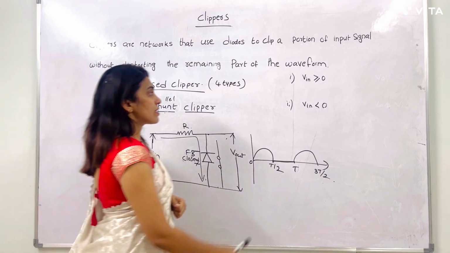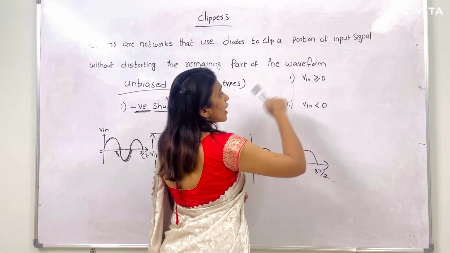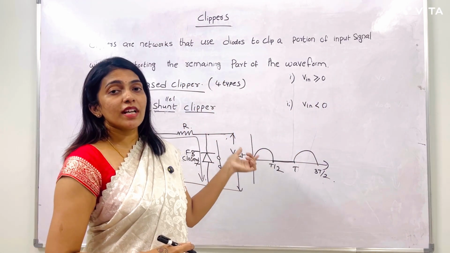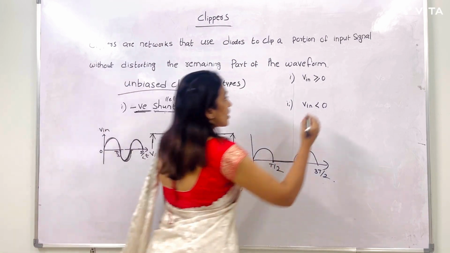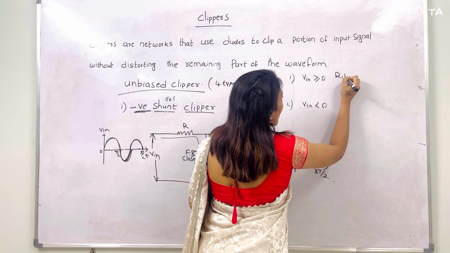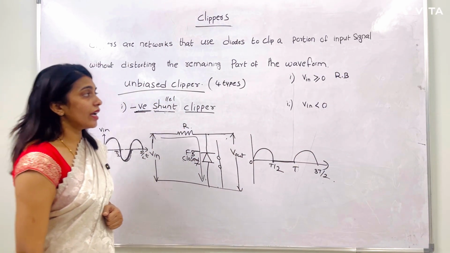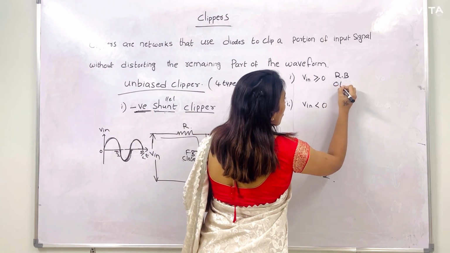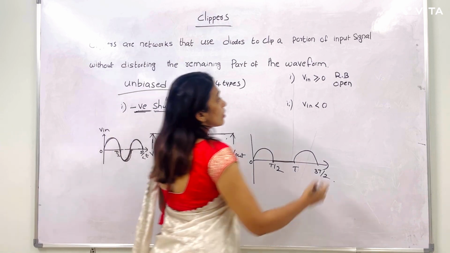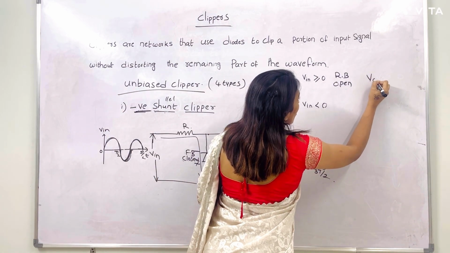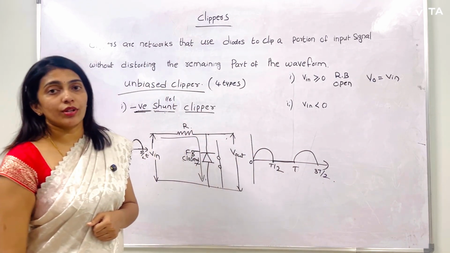So here we have to discuss these two conditions. For Vin greater than or equal to 0, the input is at a positive condition, and the diode is going to be in reverse bias condition. Reverse bias means open switch. Right? So obviously the input is moving towards the output side.